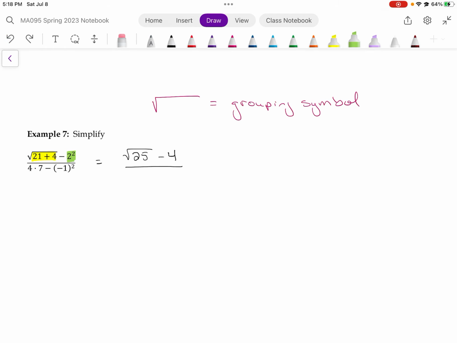All right, the next one we've got 4 times 7. 4 times 7 is 28. And then we've got a minus sign. And we've got negative 1 squared, which is negative 1 times negative 1, which is 1. All right, so we've got 28 minus 1. All right, lots of places to make mistakes, so be careful, be methodical, and take it slow. Square root of 25 is 5. Minus 4 on top. 28 minus 1 we can deal with, which is 27. All right, so 5 minus 4 is 1 over 27. So the final answer is 1/27.